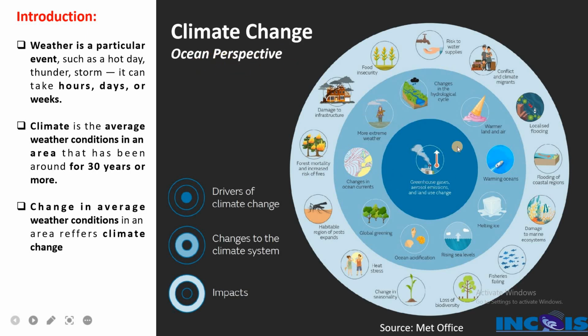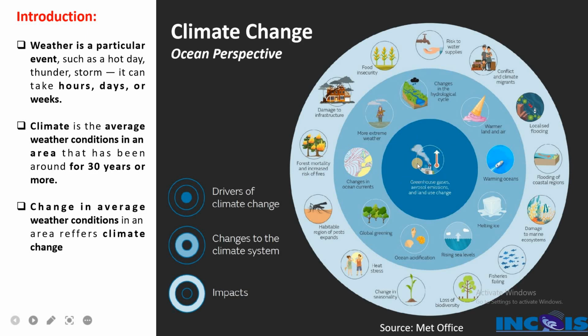In this session, we're going to see climate change, especially from the ocean's perspective. This diagram clearly tells you the whole idea of climate change: the basic major causes, changes, and consequences of climate change. The first dark blue circle indicates the major drivers, I mean, the major causes of climate change, like greenhouse gases, etc.